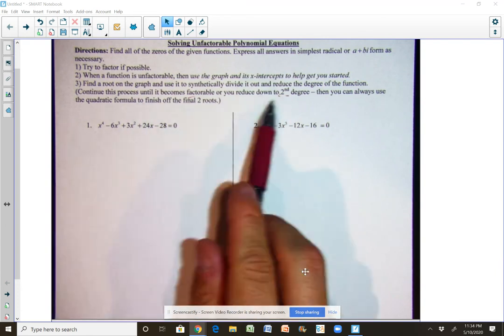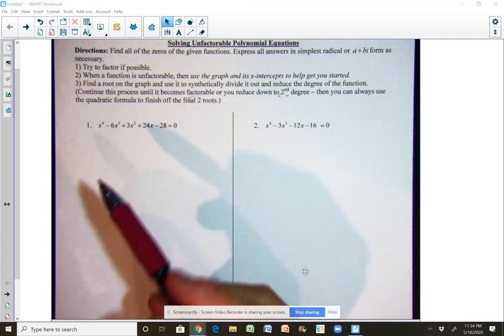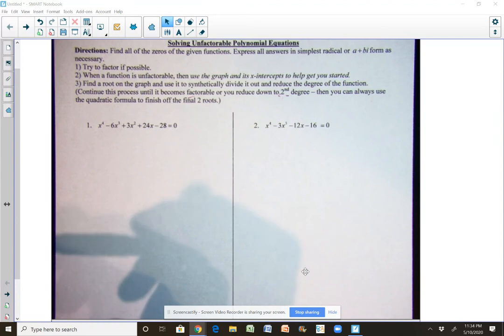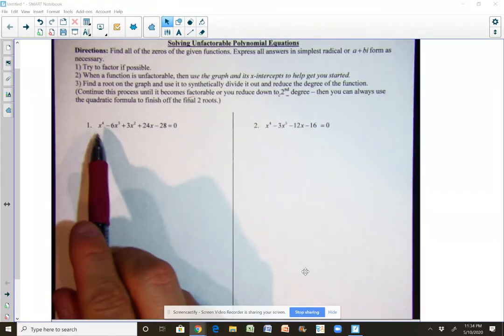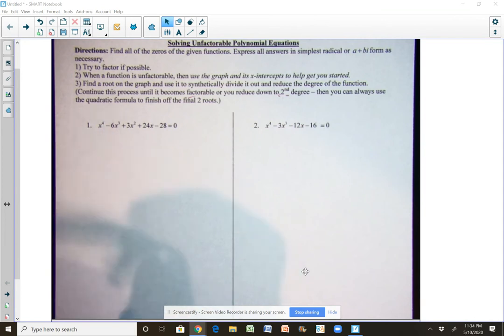And then once we get down to a second degree, we can either try to factor what's left, or if it doesn't factor, or if it's just easier not to factor, we can use the quadratic formula. So it starts out as a fourth degree. That means there's got to be four roots there somehow, some combination of four roots. It could be four rational roots. It could be two imaginary roots and two real rational roots. It could be two irrational roots with two rational roots. But the graph will help us find the rational roots that we can then synthetically divide out.